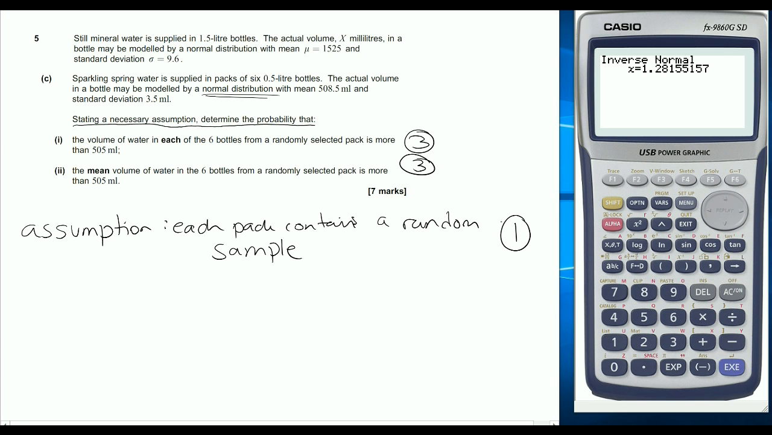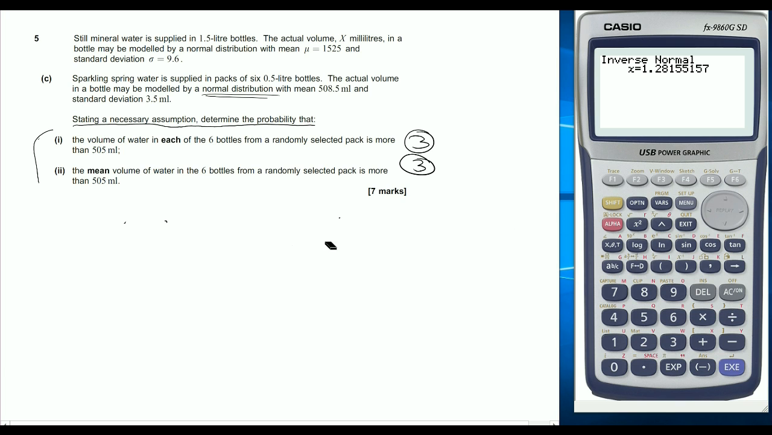And that assumption is kind of leading into part 1 and part 2 of this final part of part C of question 5. So we need to have made sure that we've written that assumption down because it's not stated in the question. Okay, moving on then, so just removing that now, so that was our 1st mark. The volume of each of the 6 bottles from a randomly selected pack is more than 505 millilitres.